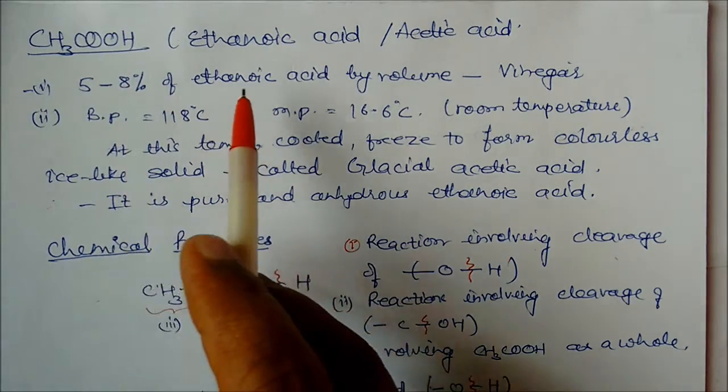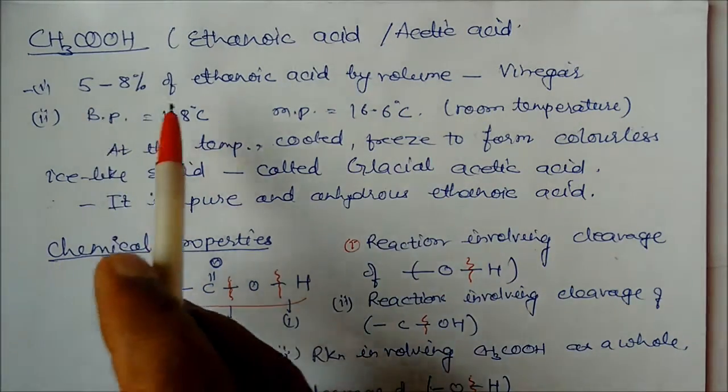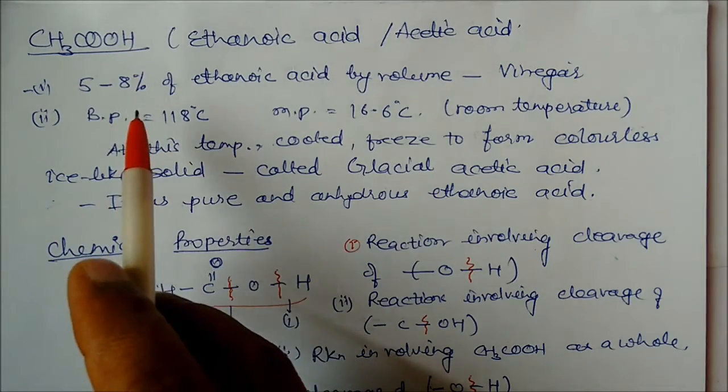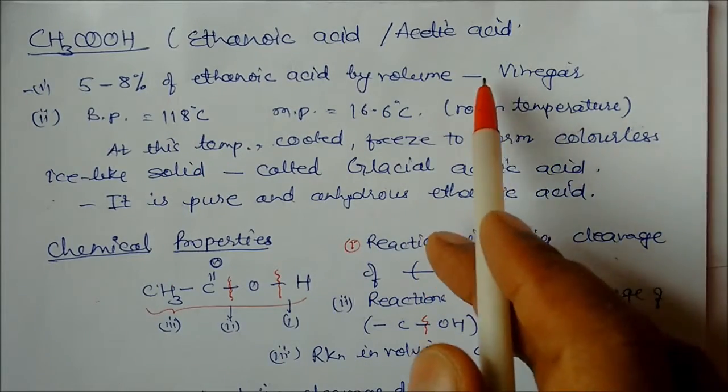5 to 8% of ethanoic acid by volume. Volume means in 100 ml of solution, 5 ml is ethanoic acid, and the remaining ml is your water. This solution is called vinegar.